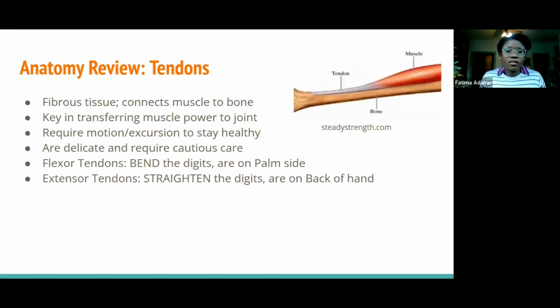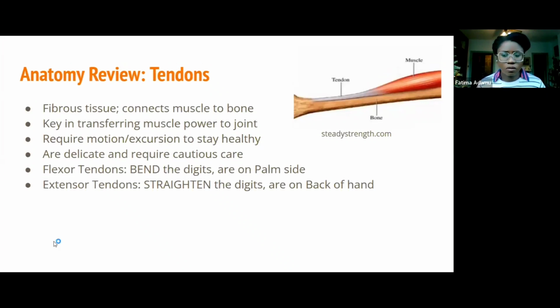Tendons connect muscle to bone. So this is a tendon here. Tendons, I like to describe them as the ropes or the cables that move the joints.